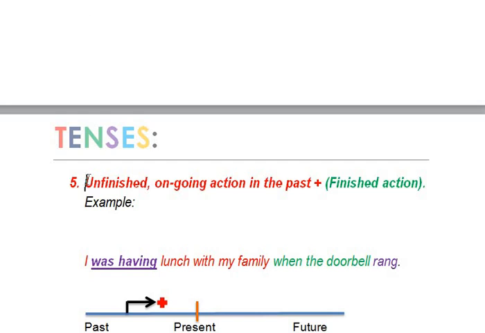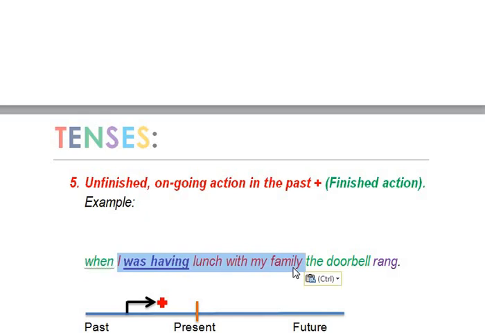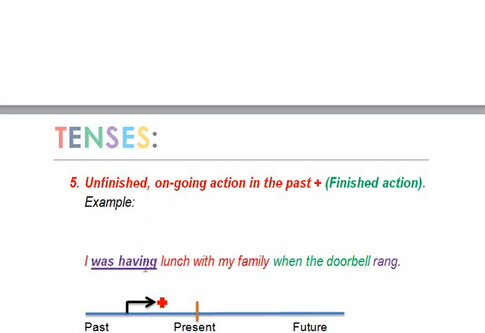So this makes others feel rude or harsh. And the last or fifth usage of past continuous tense is about unfinished ongoing action in the past. This is the most important use of past continuous tense. Here, if you see one example: I was having lunch with my family when the doorbell rang. That means, when I was in the middle of having my lunch, suddenly the doorbell rang. So I had to put down my spoon and fork and get up and see who it was.